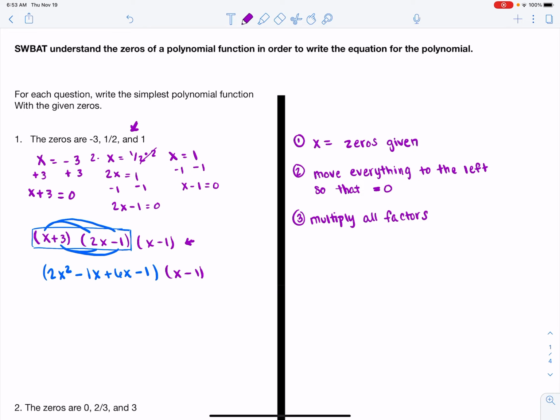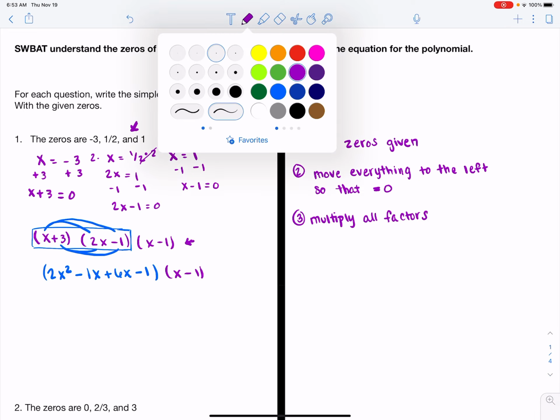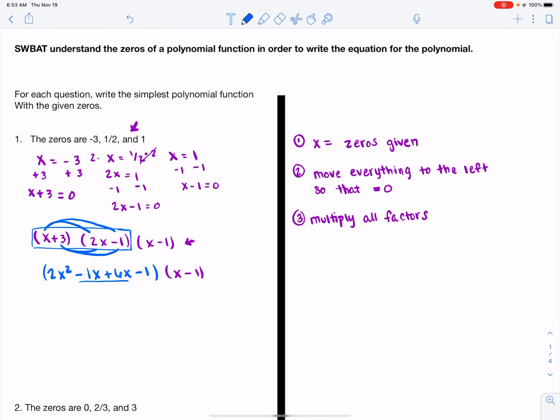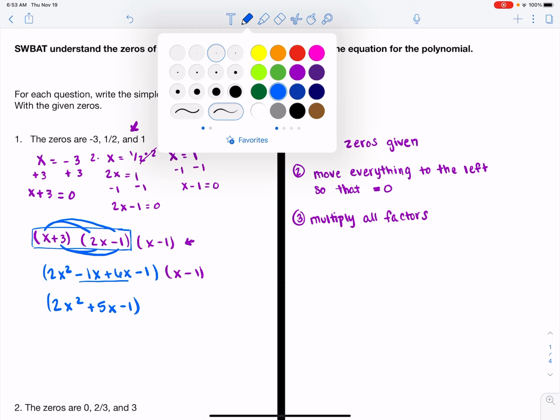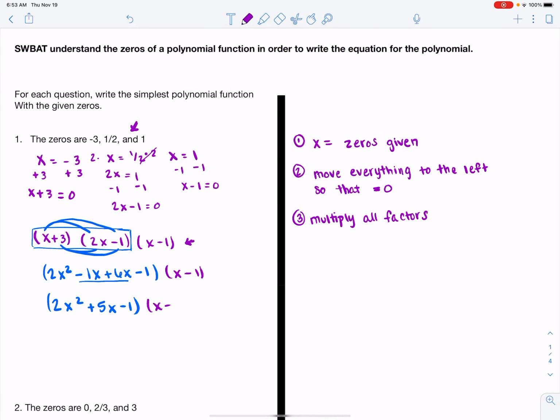But I can combine like terms though. So when I have these x's, let's put those together. So it's 2x squared plus 5x minus 1 times the last factor I still had, x minus 1.